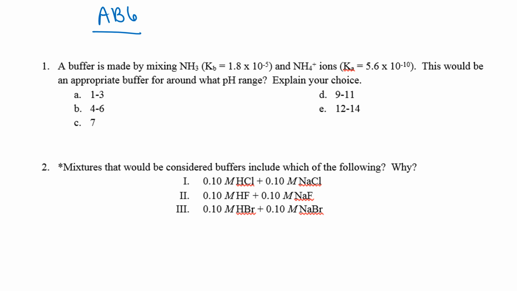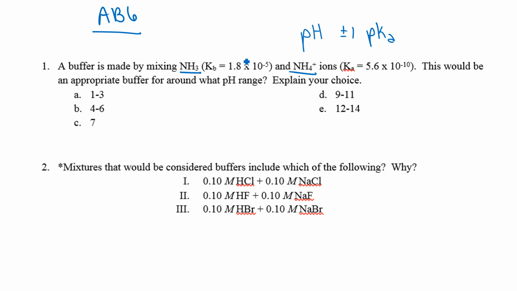So problem number 1, you've got a buffer made by mixing NH3 and NH4+. So you've got a weak base and its conjugate acid. And the question is, this would be a good buffer for around what pH range? The rule of thumb is that the pH of your buffer should be within plus or minus 1 of the pKa of the weak acid component.